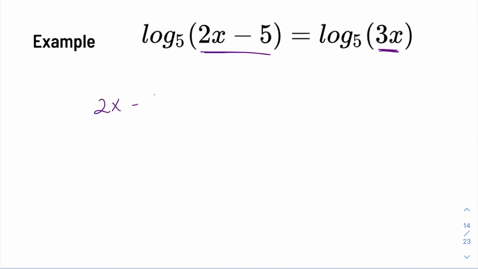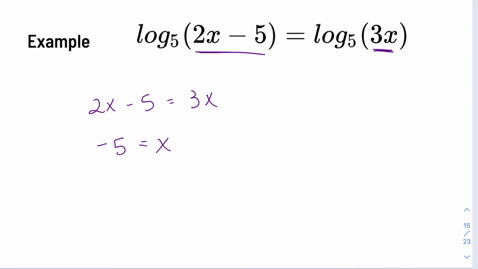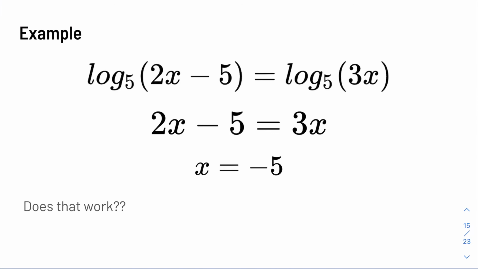So we can set 2x minus 5 equal to 3x. We'll subtract 2x from both sides. Okay, so x equals negative 5, right? Again, this is like algebra 1 level solving. The trig part is being able to use this property, being able to get it to be a single log equal to a single log and setting the arguments equal. Okay, so we can see x equals negative 5.